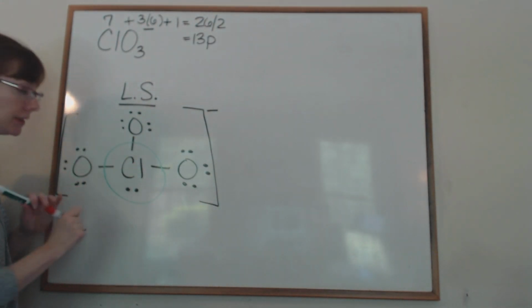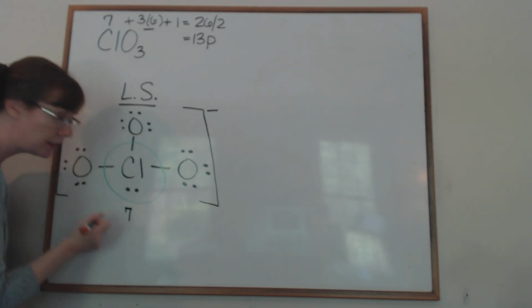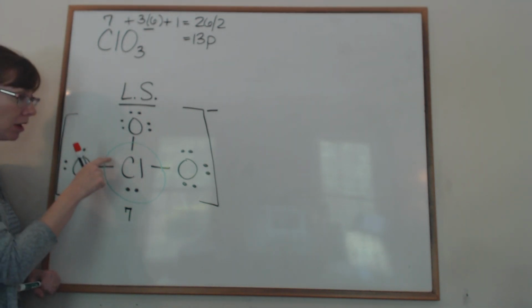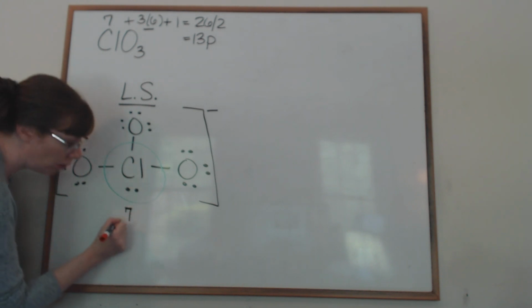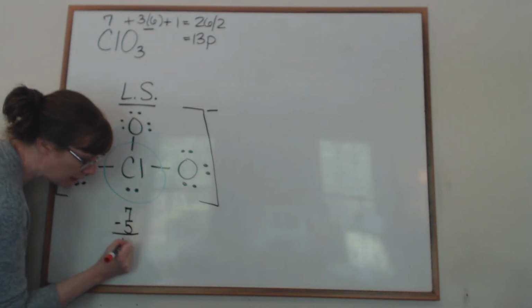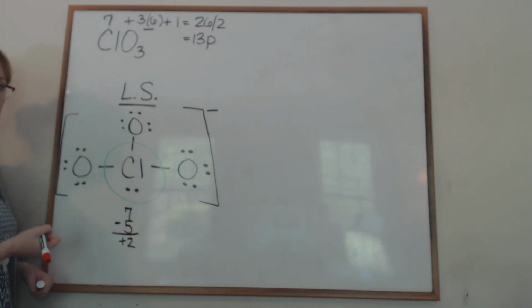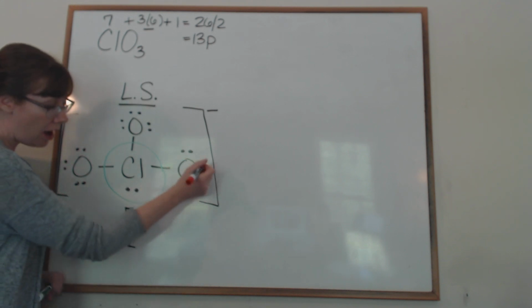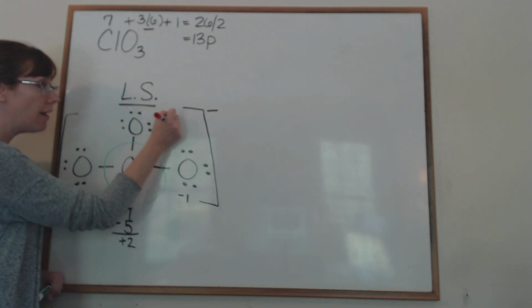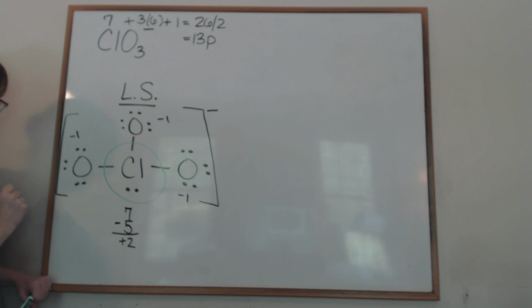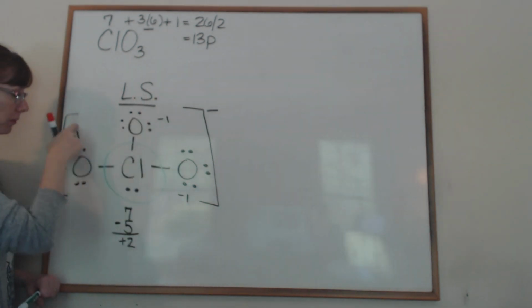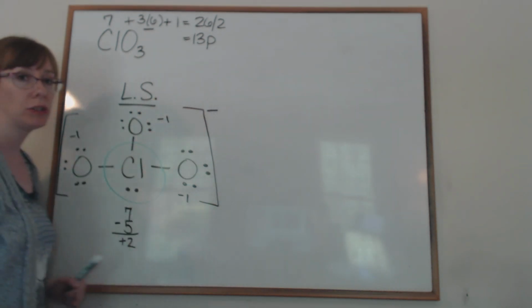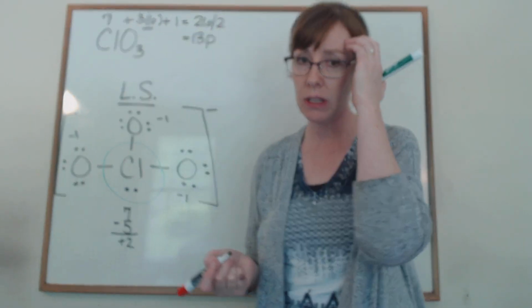Chlorine is supposed to have 7 valence electrons from the periodic table. In the circle, it only has 5, which means it has a formal charge of +2. And the oxygens all have formal charges of -1. Notice all the formal charges do add up to the charge of the ion, so that's another way of checking that it's correct.